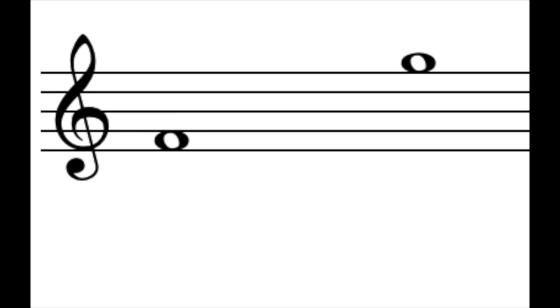F up to G, an octave and a bit away. F, G, A, B, C, D, E, F, G. That's a 9th.